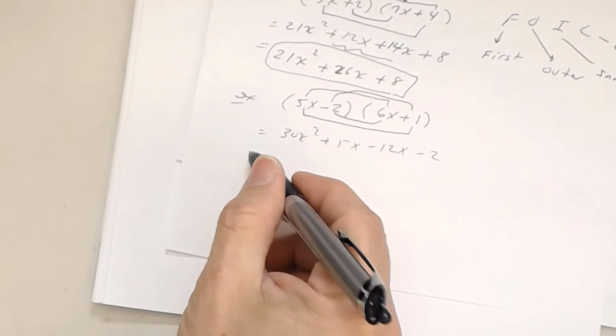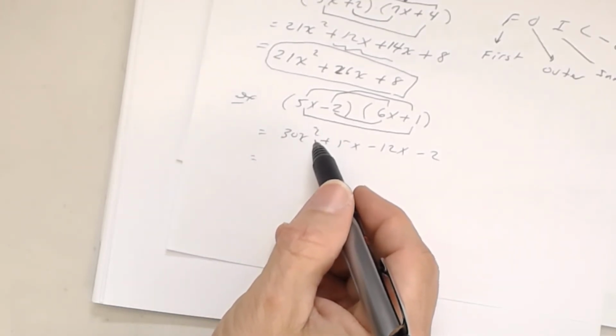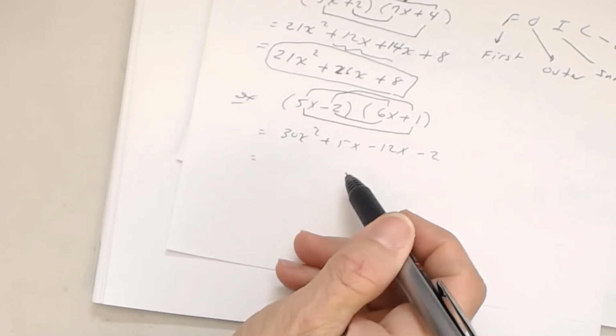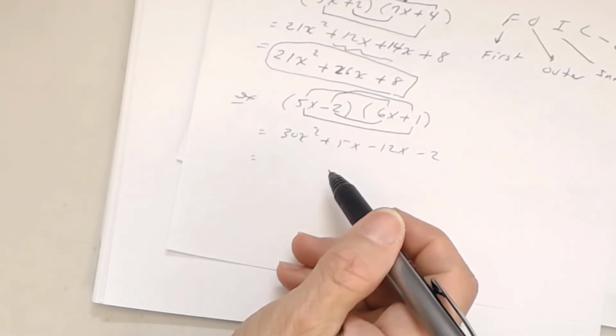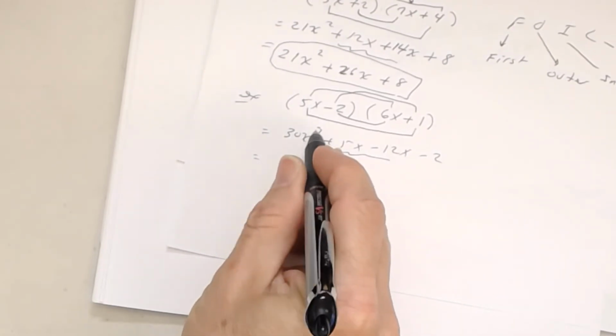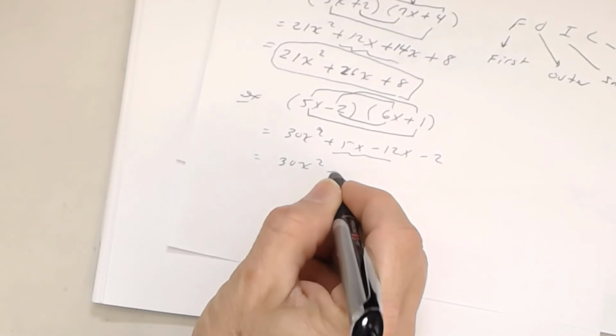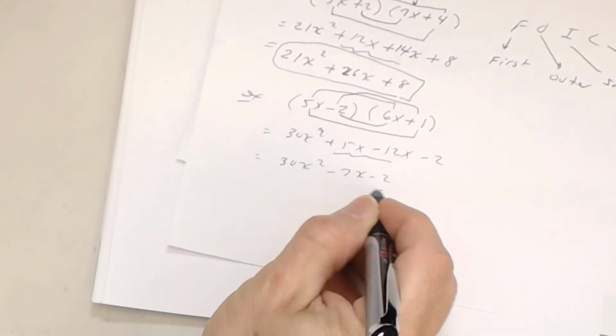Do I stop? No, you combine. When you do the FOIL, remember FOIL only works with two binomials. When you multiply that out, you're supposed to get four terms. Most times you can combine them. And I can combine these two. 30x squared minus 7x minus.